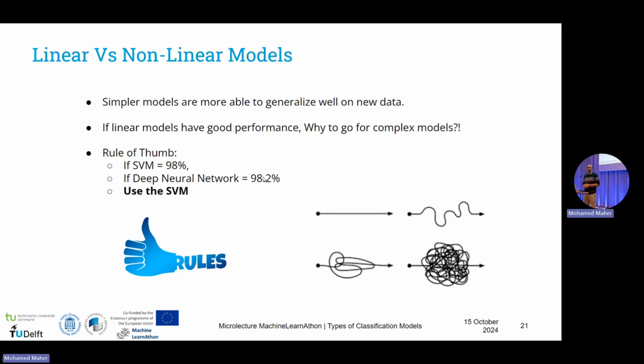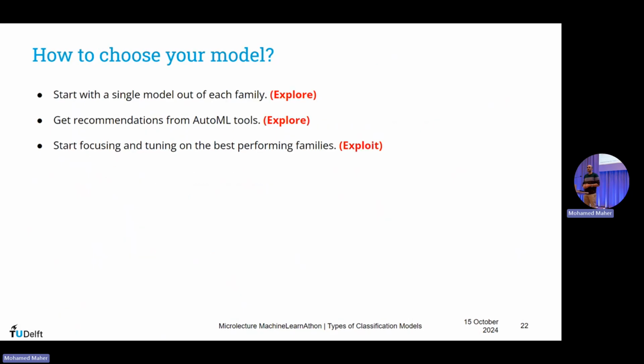As a rule of thumb, simpler models are better able to generalize to new data. Complex models are going to become overfitted to the training set if the training set could be easily separated by linear models. So if linear models have good performance, why go for complex models? If we have two models, a support vector machine with 98% accuracy and a deep neural network with 98.2%, and this 0.2% is not a big difference, we can actually use the support vector machine, because it's simpler.